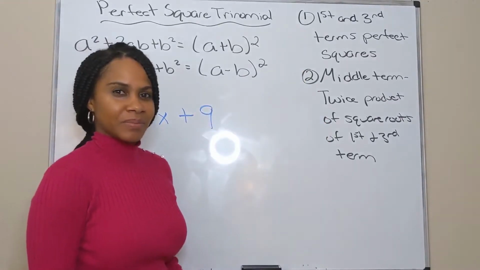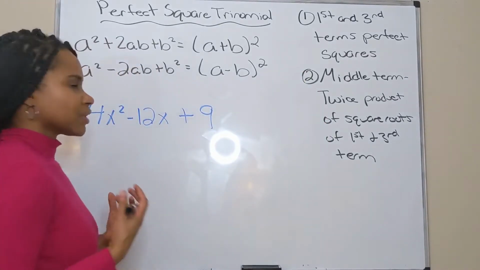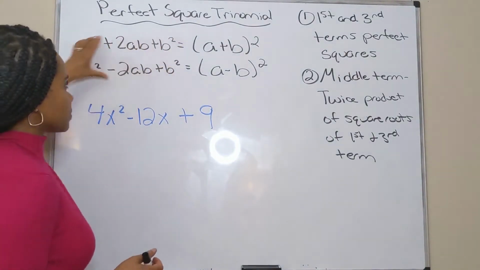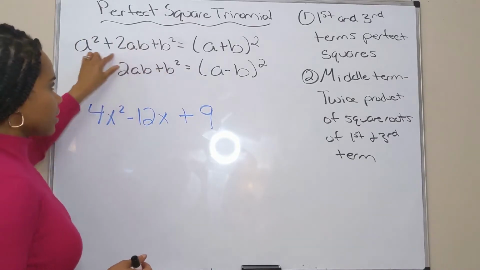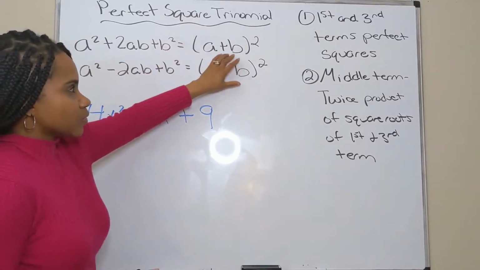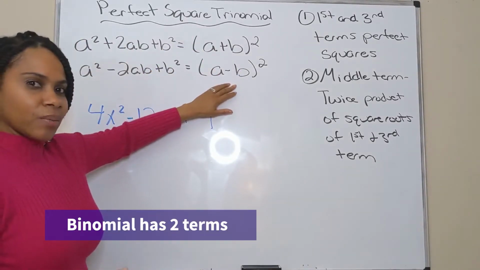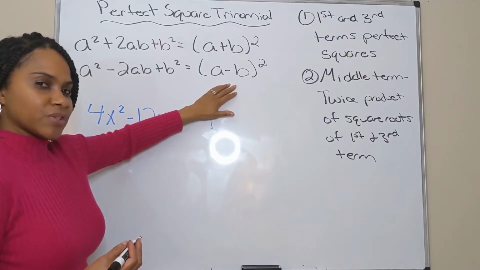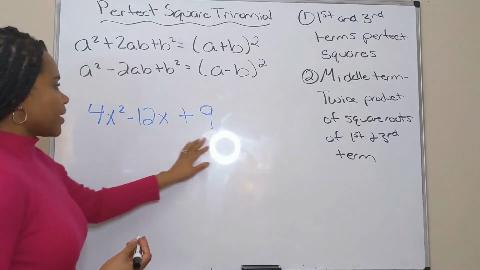Quite a mouthful there, but once we get into it, I think it'll be a little easier for you. All right, these are the formulas that we use. So our perfect square trinomial looks like this, but when we factor it, it will be in the form of a binomial raised to the second power. Now first, to identify a perfect square trinomial, I have one right here.